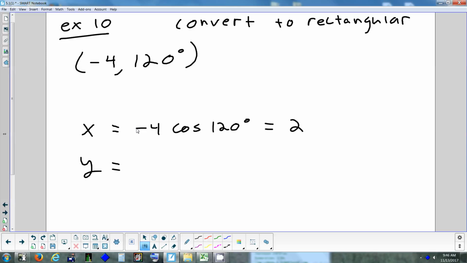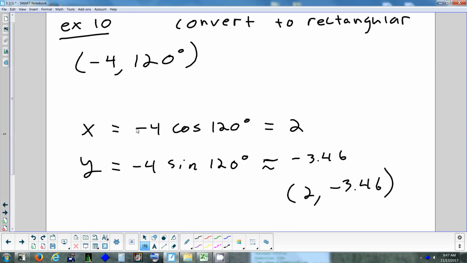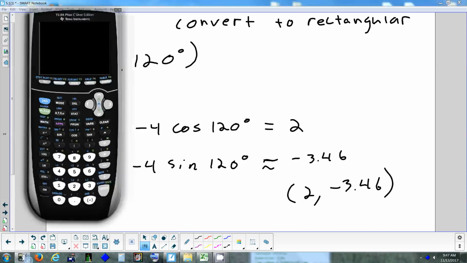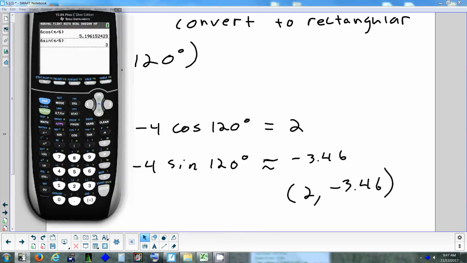And what's our formula for y? Yep, Alex? -4 sine 120. Sine 120. And what did you get for a decimal for that one? Rounded to 2 decimals, I got -3.46. 3.46. So your coordinate is 2, -3.46.